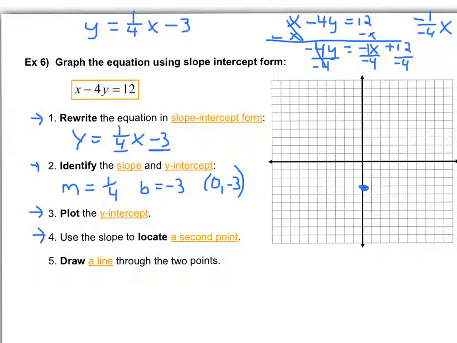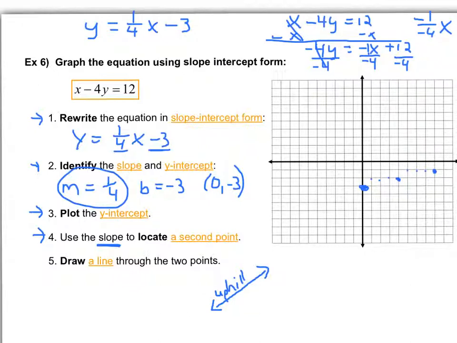Next step is use the slope to locate a second point. Now notice that my slope is positive 1/4. That means it's an uphill line. Okay, positive slopes are uphill lines. So I take my starting point here, I'm going to go up 1 and over 1, 2, 3, 4. Then I go up 1 and over 1, 2, 3, 4.